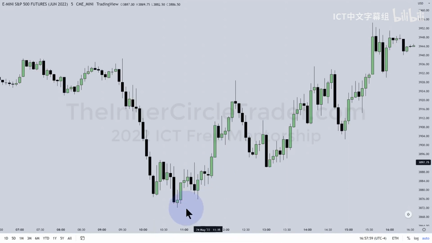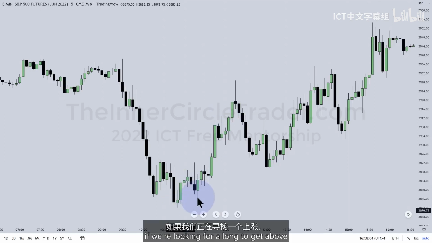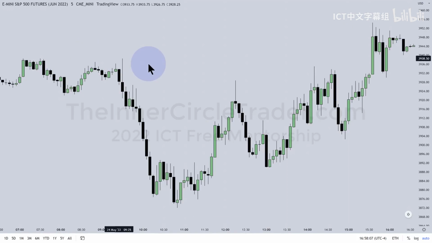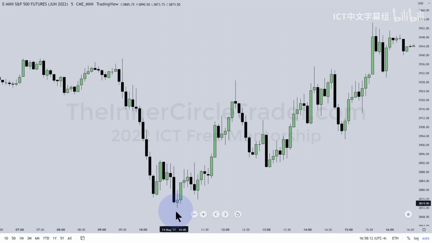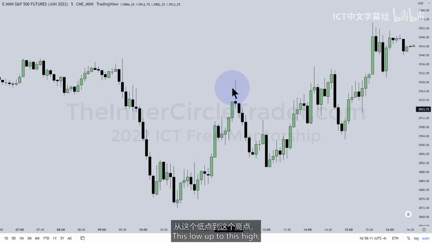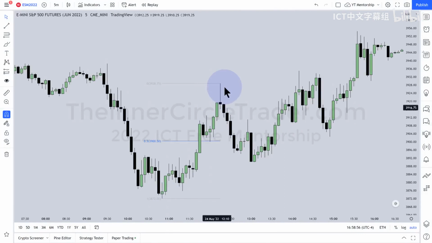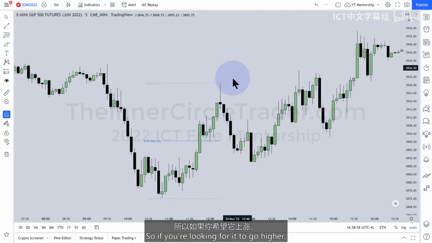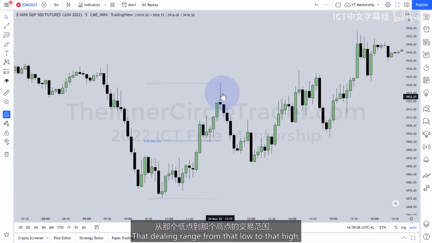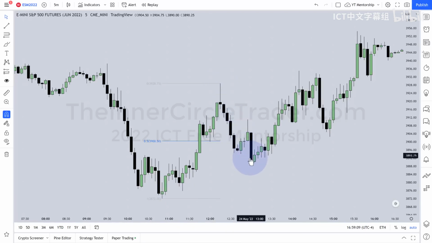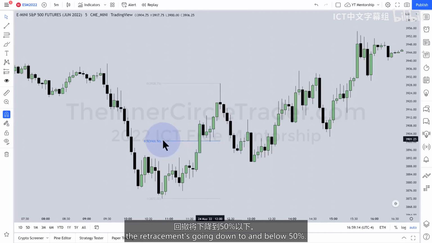I'm sure Hannah will follow along. So from the low here up to this high here, if we're looking for a long to get above these relative equal highs, and/or use that 39.53 level I was making reference to this morning, this low up to this high, this is what you'd be doing. Okay, so if you're looking for it to go higher, you're going to need to draw your fib from a low up to a high. That dealing range from that low to that high, we're waiting for an anticipated retracement.